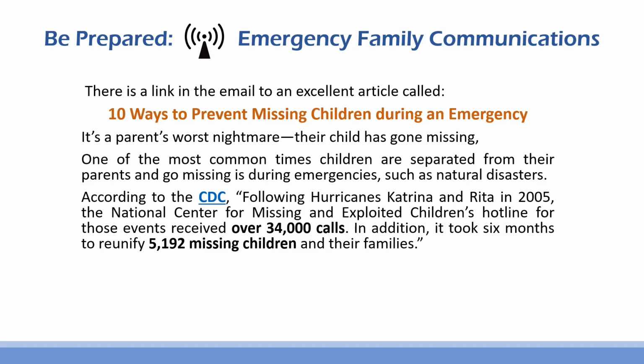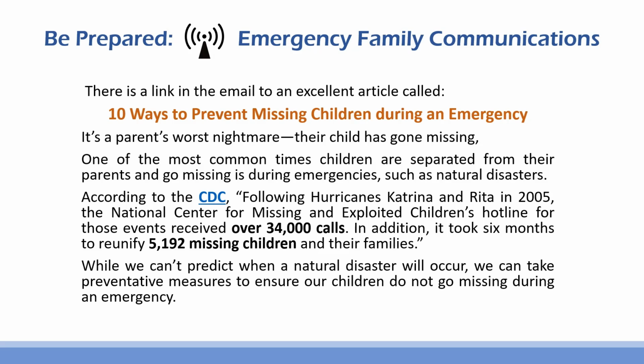following Hurricanes Katrina and Rita in 2005, the National Center for Missing and Exploited Children's Hotline for those events recorded over 34,000 calls. In addition, it took 6 months to reunify 5,192 missing children and their families. While we can't predict when a natural disaster will occur, we can take preventative measures to ensure our children do not go missing during an emergency.